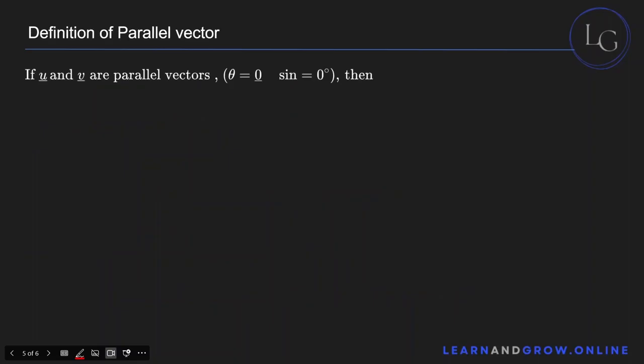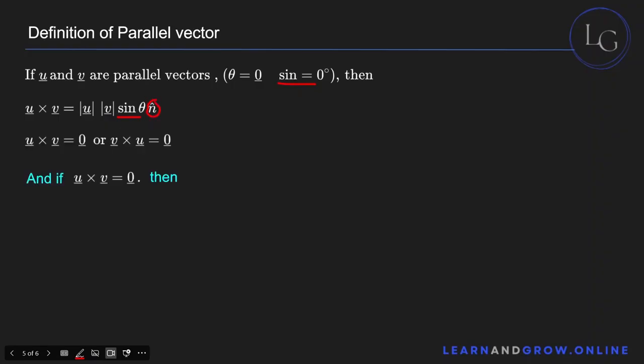Now let's discuss the parallel vectors. If u and v are parallel vectors, that means that theta is equal to 0 and sine theta is also equal to 0. So u cross v, this is the fourth property that we discussed earlier. u cross v is equal to the magnitude of u times the magnitude of v times sine theta times the vector n, which is perpendicular to u and v, right? And you know now how to find the direction of that unit vector.